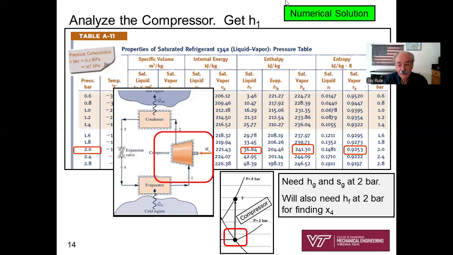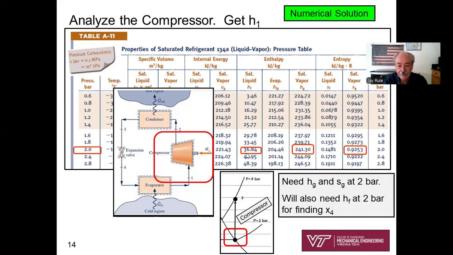Okay, I've dragged you through, we've planned our work, and that's usually a pretty good idea to do. So now let's go through the numerical solution. We need to get H1 first. So we're going to start at state 1 of the compressor, the inlet of the compressor. Here is our pressure in bars.